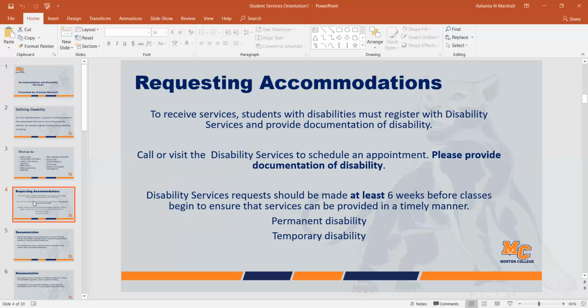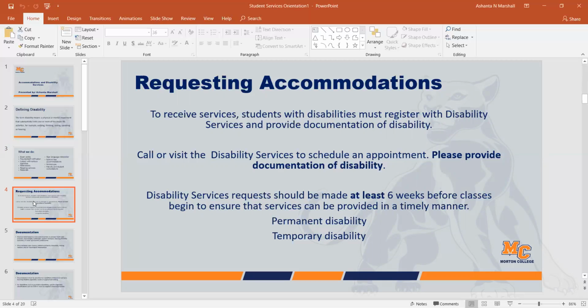So when you're requesting accommodations to receive services, students with disabilities must register with Disability Services, and you must provide us with documentation of your disability. Again, if you don't have documentation, I can work with you to get that, so don't be discouraged if you don't have it. Then you can call or visit Disability Services to schedule an appointment. Again, I left my information at the end of the slides. And then again, you provide documentation.